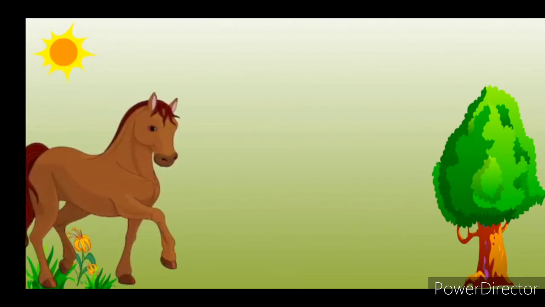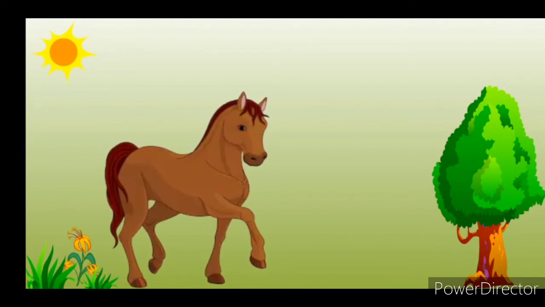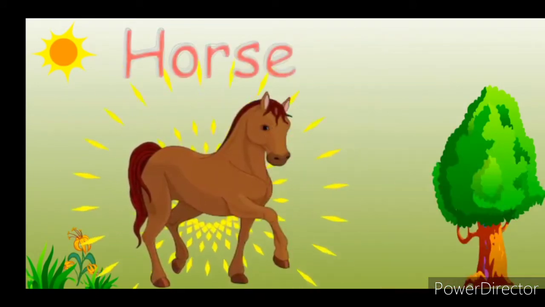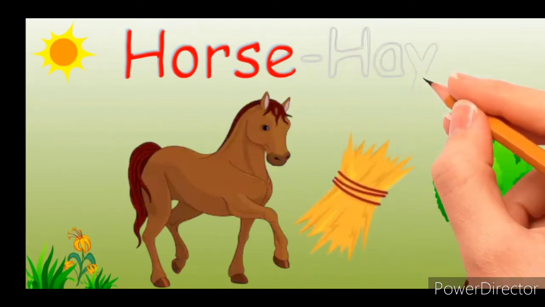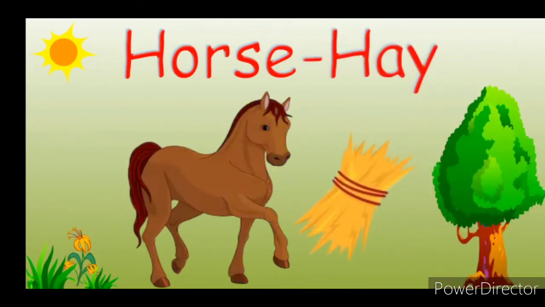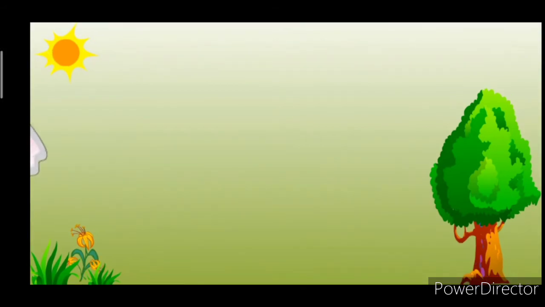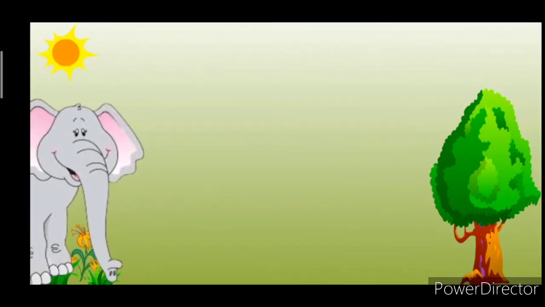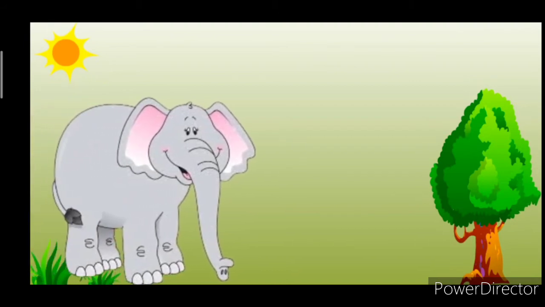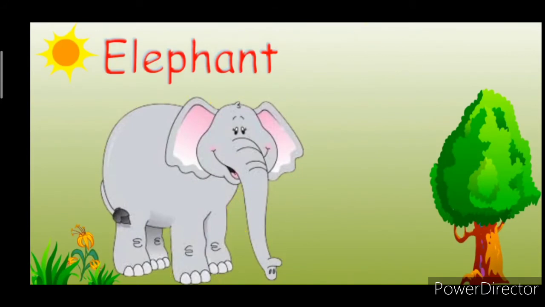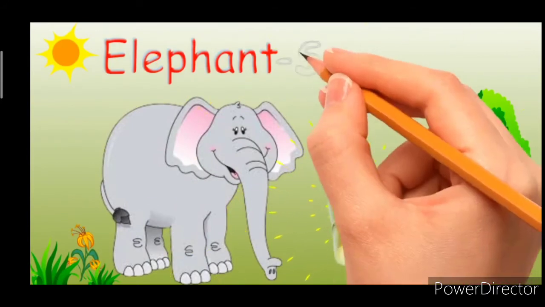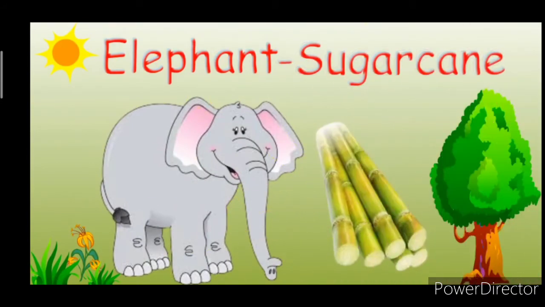Ooh, which animal is this? This is a horse. And its favorite food is hay. Sukhi ghas ko English mein hay kehte hain. This is an elephant. And elephant's favorite food is sugar cane. Sugar cane ko Hindi mein ganna kehte hain.